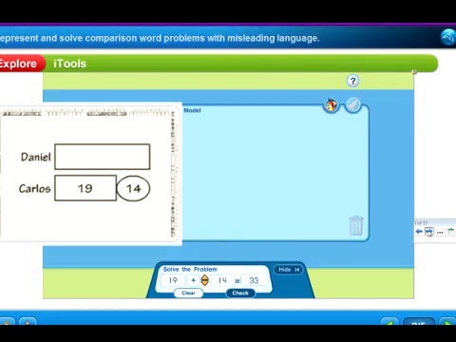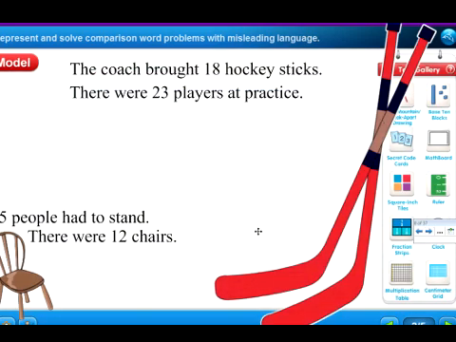Let's try another problem. I've got two problems here. Let's start with the first one. The coach brought 18 hockey sticks to practice, but there were 23 players at practice. How many players didn't get sticks? So we should go 18 plus 23, right? 18 minus 23? You're right. Let's take the big number and subtract 18 from it. 23 minus 18. Find out the answer.